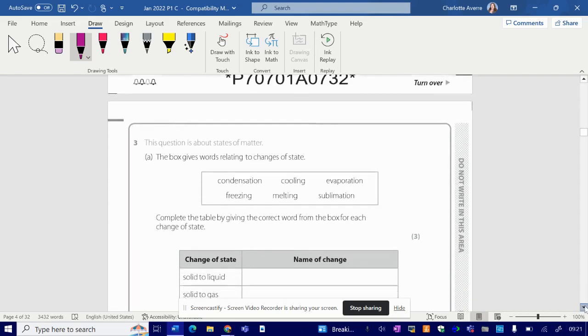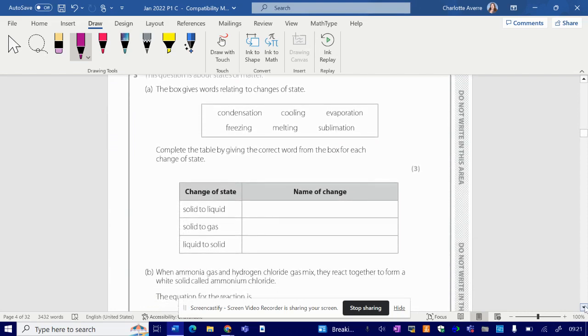Okay, we're now on changes of state. The box gives words relating to changes of state. Select the correct word from the box for each change of state. Okay, so this should be relatively straightforward. Solid to liquid is going to be melting. Just think of ice. Liquid to solid is going to be the opposite process, so freezing.